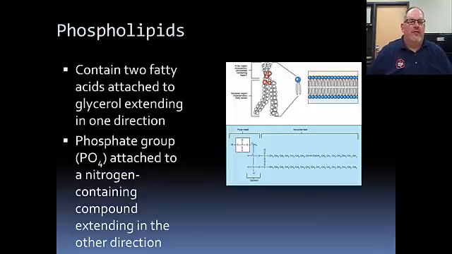Phospholipids are actually going to be found in the cells and these membranes. So these are found in cell membranes. When we look at a phospholipid, what makes these unique is that part of them is charged, and part of them is not charged. They look a lot like a neutral fat. The difference is that there are only 2 fatty acid chains instead of 3.